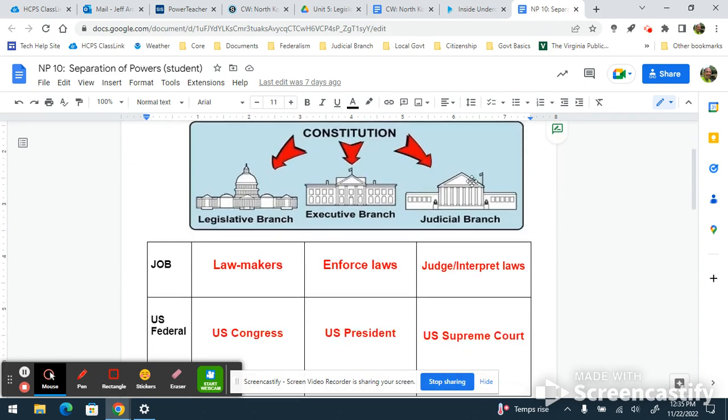In this diagram, obviously the U.S. Constitution is at the very, very top, even over the government. And the power of the government is divided between three branches. The Constitution says we will have a legislative branch. The Constitution says we'll have an executive branch. And the Constitution says that we will have a judicial branch of our government. Each one of the three is given a different job.